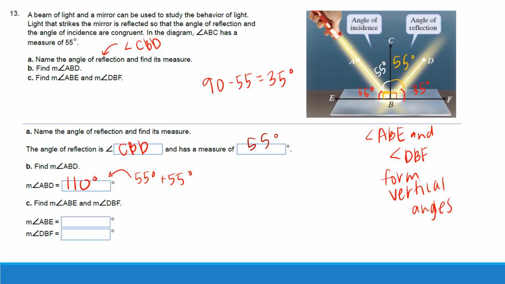And then the last part, they're asking me to find the measure of ABE. We've already found that, that's 35 degrees. And then DBF is also 35 degrees. All right, so let's fill those in. 35. Oh, they already have the little degree symbol on there, so we don't necessarily need to write the degree symbol. Okay. So that one looked kind of complicated, but it's actually not terribly difficult.